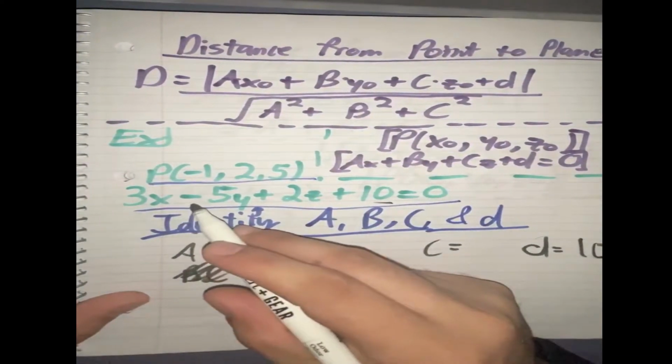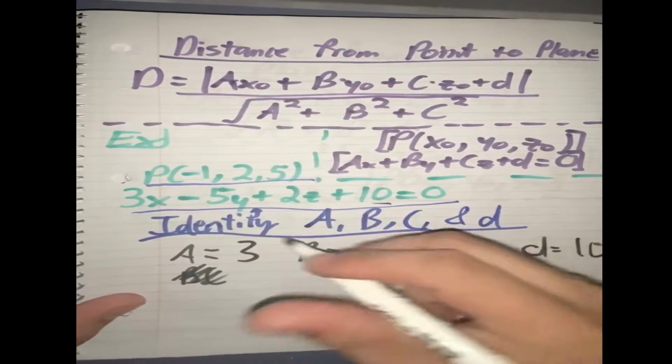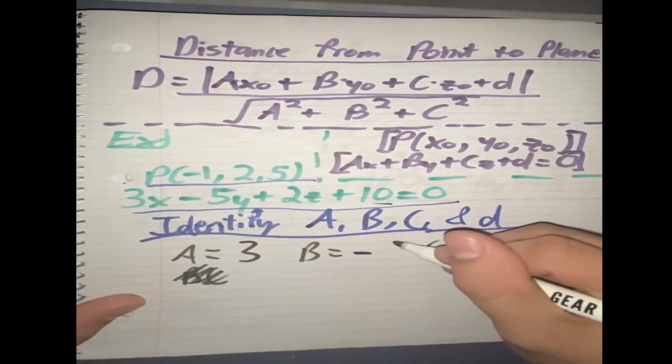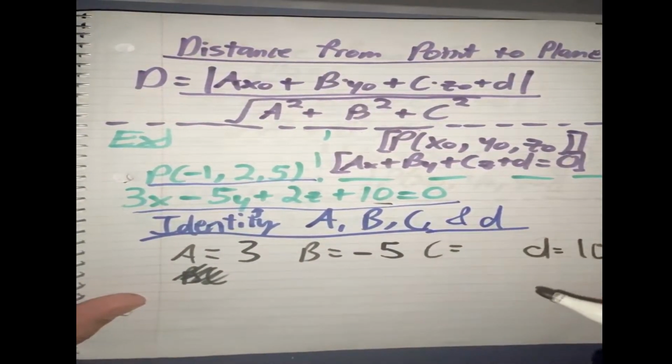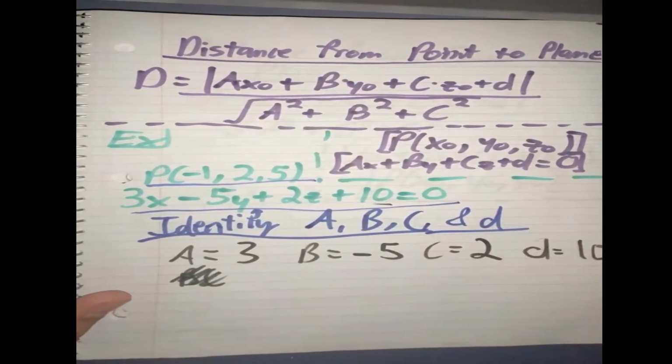The coefficient of x is 3, so that'll be our A. The coefficient of y is minus 5, because keep in mind that we do care about sign convention as well. So this will be minus 5. The coefficient on z is 2. So now we have those identified.